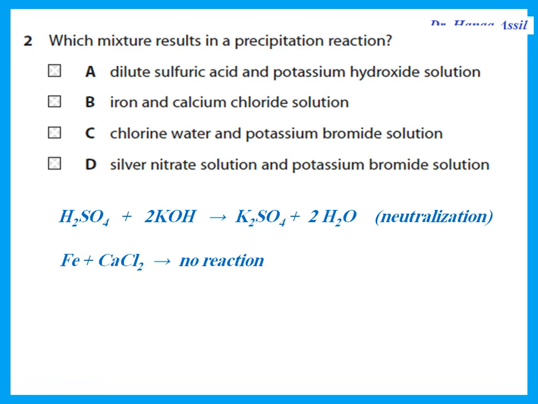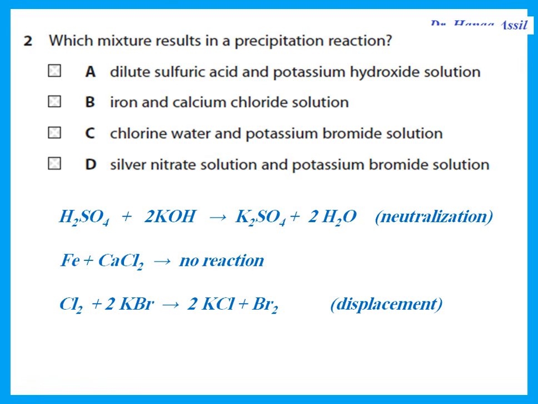What about iron and calcium chloride? Well, iron will not react anyway with calcium chloride. It is supposed to be a displacement reaction, but because iron is less reactive than calcium, then there is no reaction at all. What about chlorine water and potassium bromide? Chlorine plus potassium bromide will give potassium chloride plus bromine because chlorine is more reactive than bromine. So this is actually a displacement reaction.